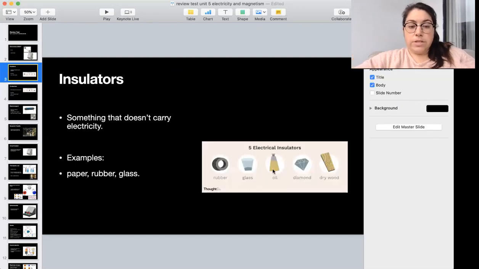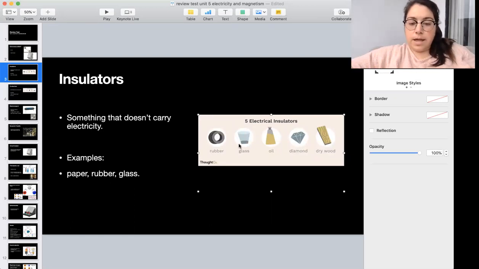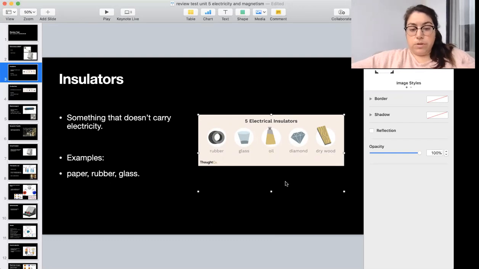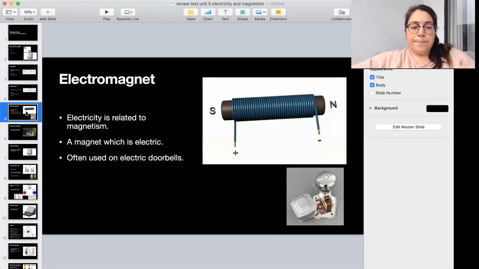Then when we talk about insulators, insulators are something that doesn't carry electricity well. For example, rubber, glass, oil, a diamond, dry wood, paper. Those are examples of things that don't carry electricity with them. And then we have conductors. Conductors are materials that do carry electricity well. And examples are especially metals, especially copper, like the one that's inside wires, and salt water.